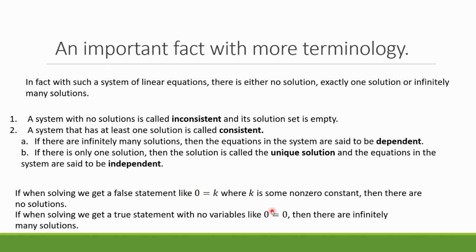If, however, you get something which is true and has no variables, like 0 equals 0 or 1 equals 1, in that case, there are infinitely many solutions. So in the first statement, we get a system that's inconsistent. In the second statement, the system is consistent, and the equations are dependent because there are infinitely many solutions.